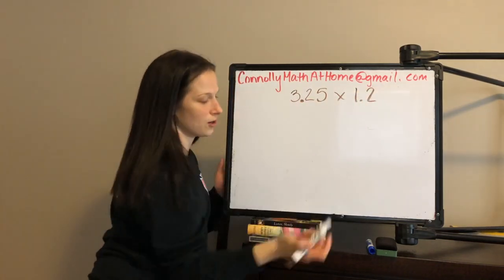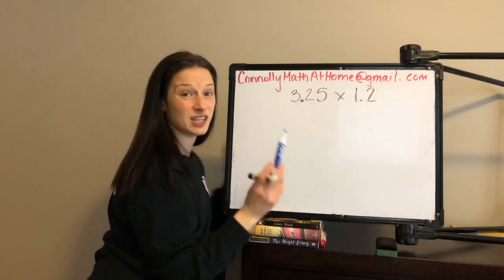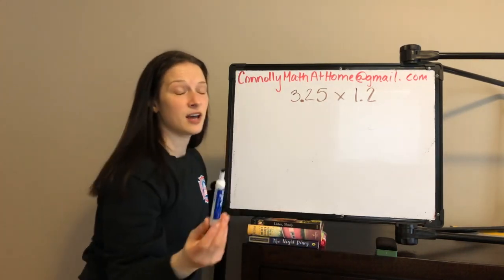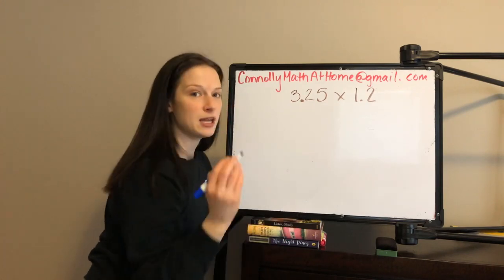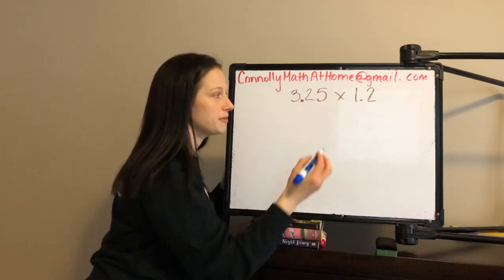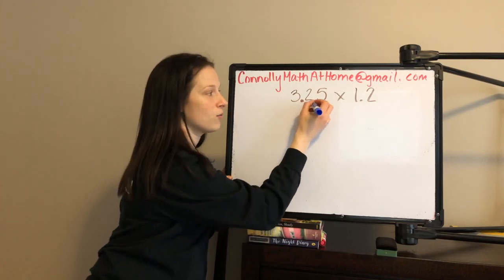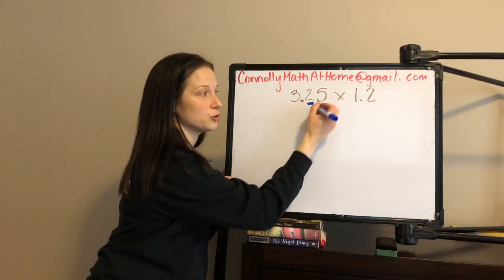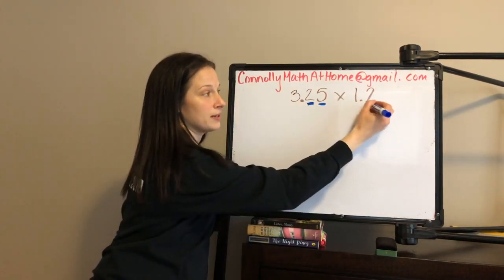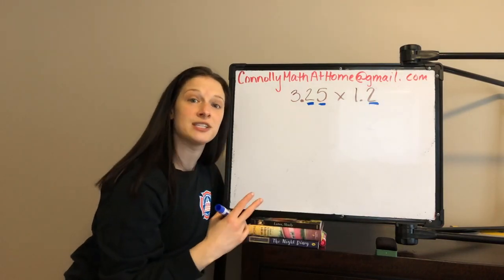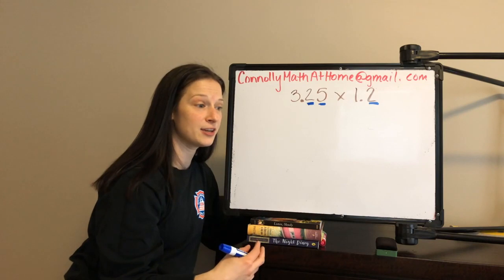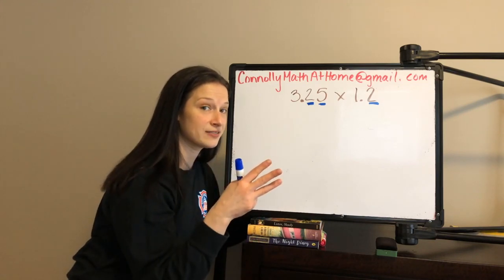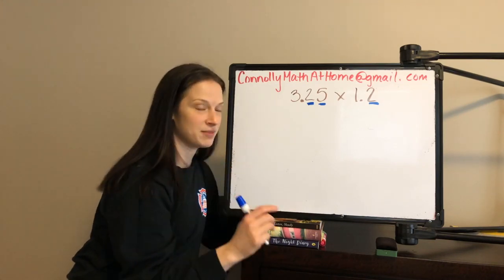All right, so I want us making a prediction here. I'm going to count the number of digits to the right of the decimal in both factors before I even get started. 1, 2, 3. So how many digits are going to be to the right of the decimal in my answer? 3. Okay? Same thing every single time.